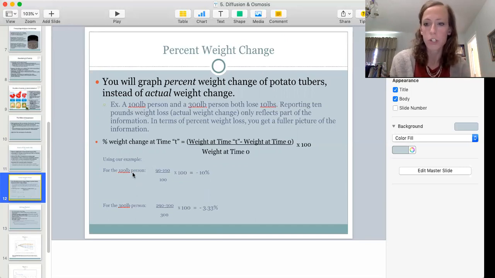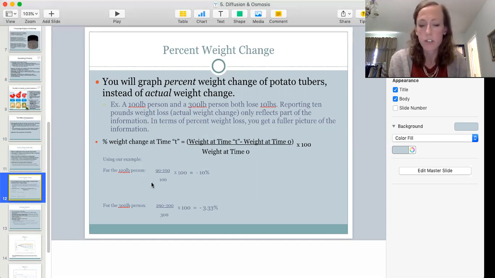So if you were to do the calculations, the way to do this is to start with your weight at time t, which for us is going to be the last time point, or each time point along our process. So say at 75 minutes, an hour and 15 minutes, we take that weight of the potatoes and subtract from it the weight at the start of our experiment. And then divide it by the weight, again, at the starting point, at time 0. Multiply by 100, that'll get us our percent weight change.